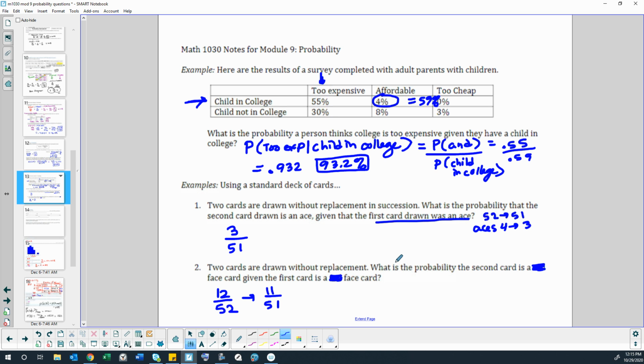So 2 cards are drawn without replacement. What's the probability the second card is a face card, given the first card is a face card? So the first card is gone, it was a face card, we're down to this probability right here. So see how you don't always have to use the weird formula? Sometimes you can just think through in terms of what's left in your sample space and how many possibilities there are left.